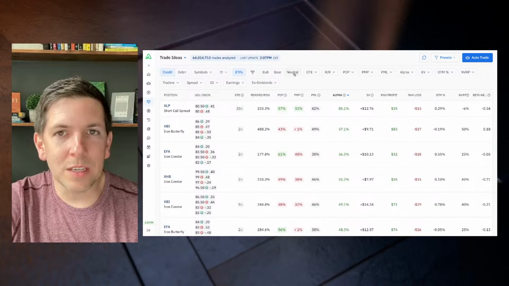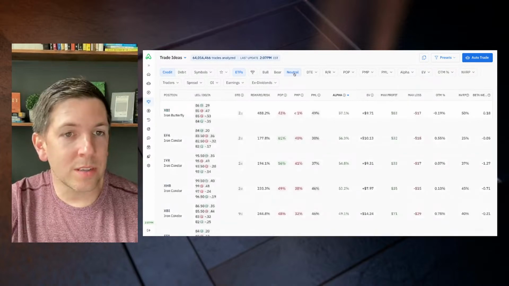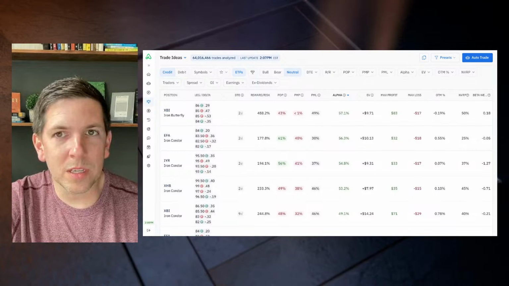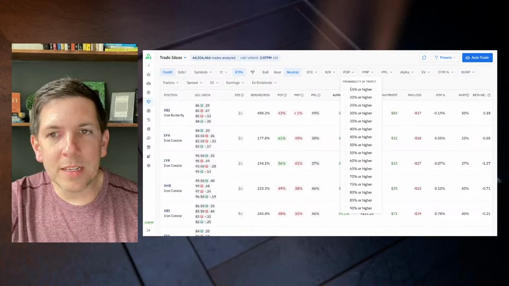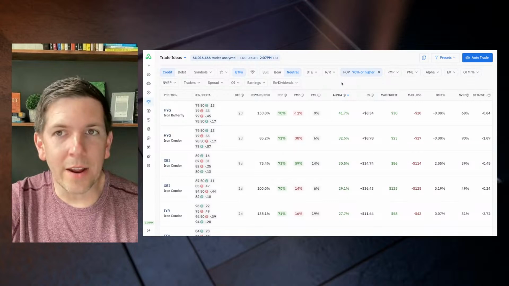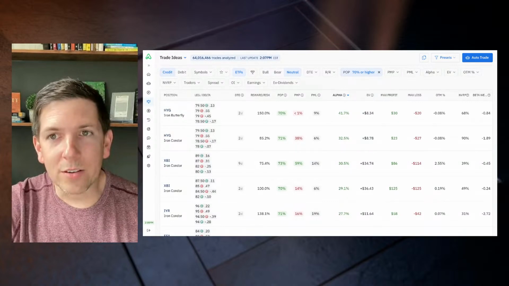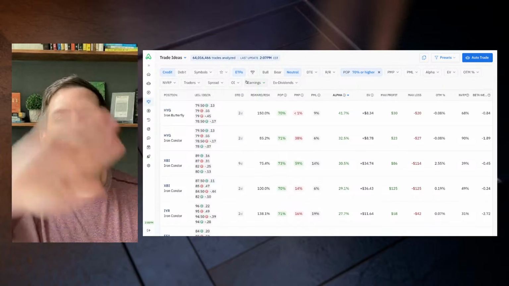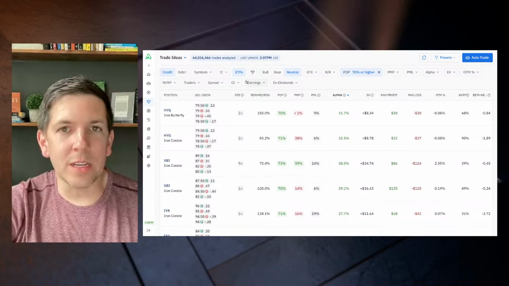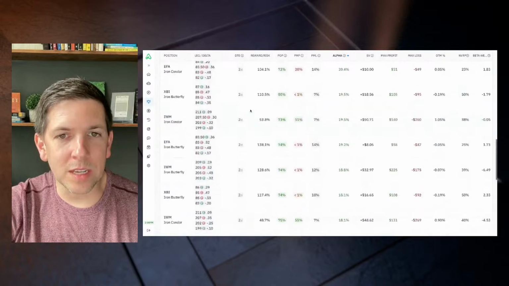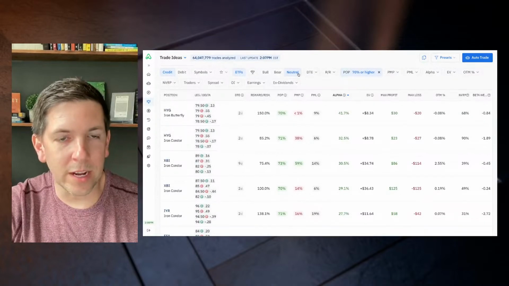Now I want ETFs. I want neutral positions because this is what we want as traders, right? We want trades that are neutral positions. And we want trades that have, let's say, a 70% chance of success or higher. So right here, just by doing this, I've now taken the universe of trading opportunities and found the ones that have a 70% chance of success or higher and are neutral strategies.